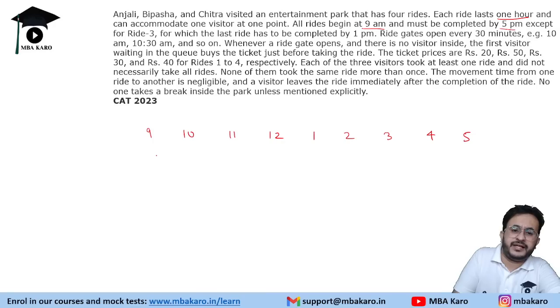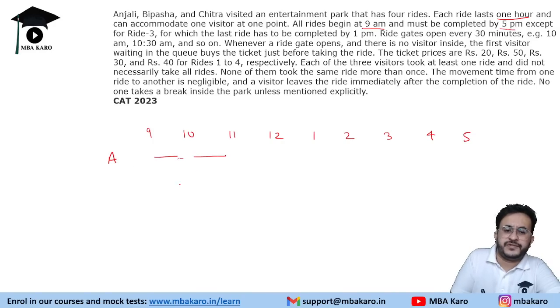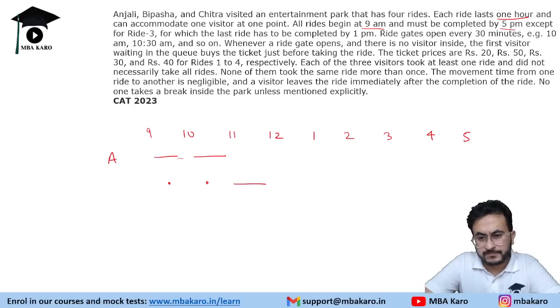So make timeline like, let's say A is scheduled from 9 to 10, 10 to 11. So if some person is waiting, will wait for this person to finish the ride, can start that ride from 11 to 12.